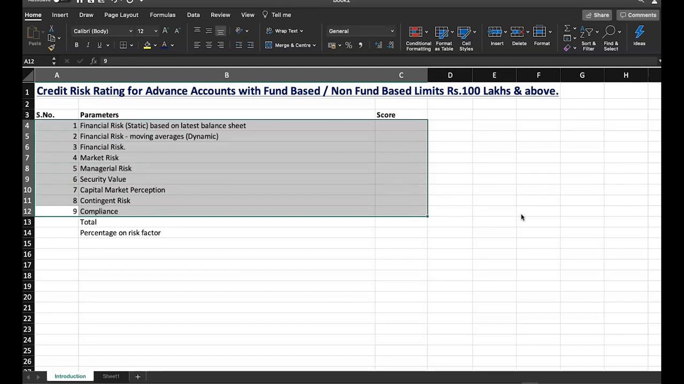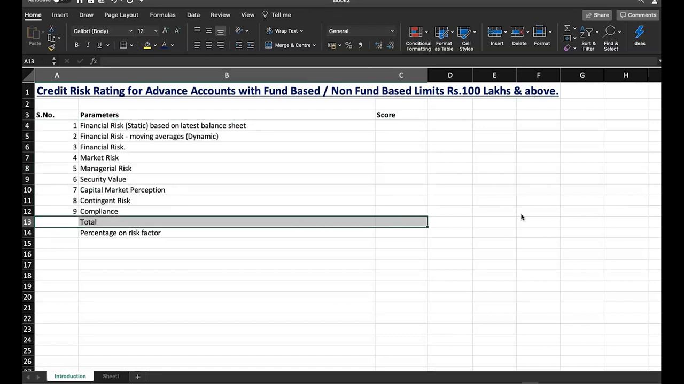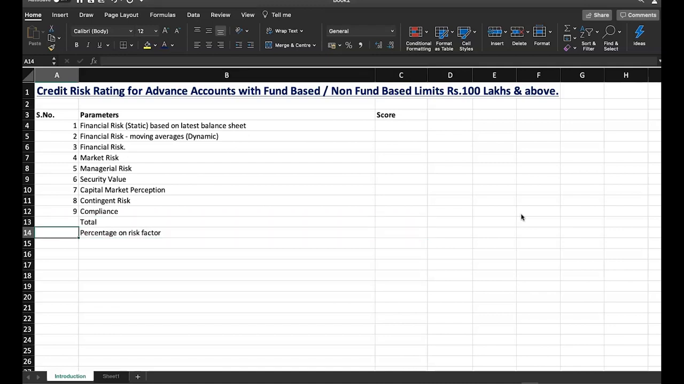Under each and every parameter, we'll be discussing a different set of elements, and they'll have marks, and the final score will come over here. That total will be arrived at and compared with the maximum. Then a percentage will be computed, and that percentage on risk factor will decide the credit risk rating of that borrower. We'll get into the first one, that is financial risk. It's static, based on the latest balance sheet.